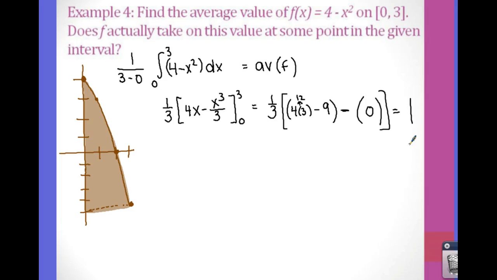So the next part of the question says, will the function actually take on this value at a given point in the interval? Yes. So what you want to do is take the function and set it equal to 1. So again, you can kind of see that connection to the average value and what we're doing. So take 1, replace f of x, and set it equal to 4 minus x squared.